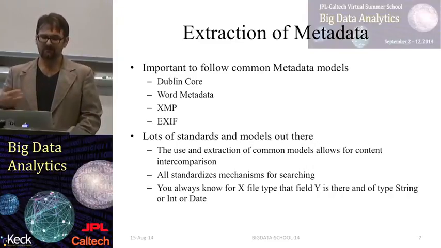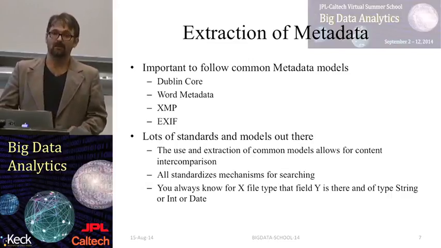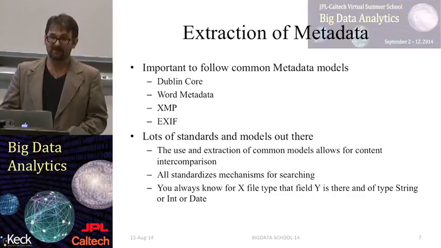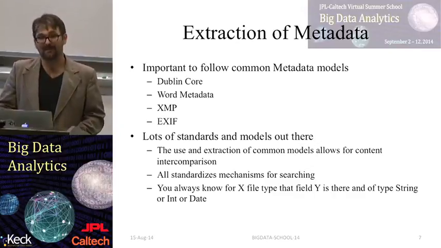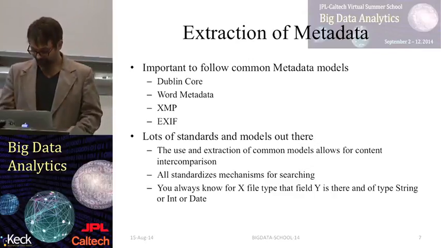There are lots of standards and models out there, and typically they correspond to the content type, and we need ways of extracting not just the models and their attributes, but their values, and understanding what units they are. For example, in Microsoft Office metadata, number of pages is an integer and not a string. And then it may have a value range.